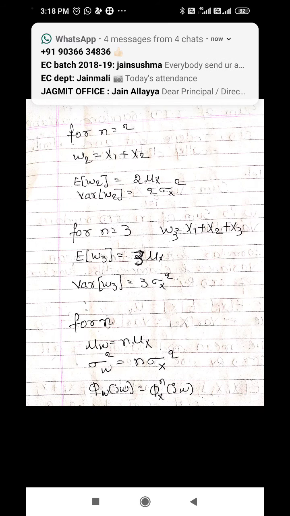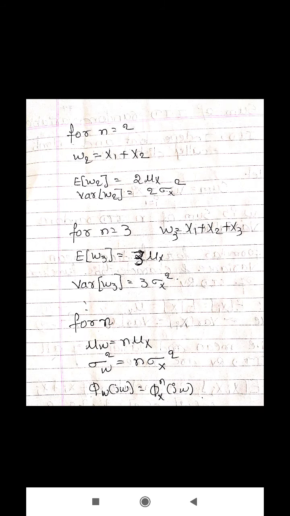And similarly for n IID random variables, mu w is equal to n into mu x, variance is equal to n into sigma x square, and the characteristic function is phi x to the power n of j omega. So okay, this is about IID random variables, the sum of IID random variables.